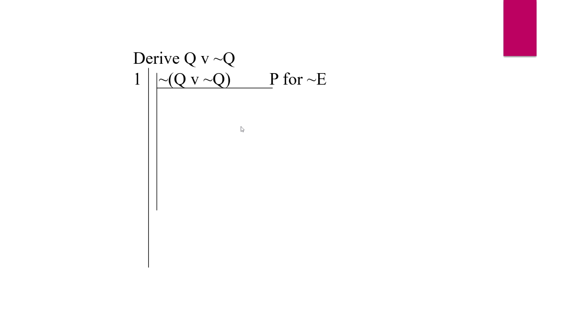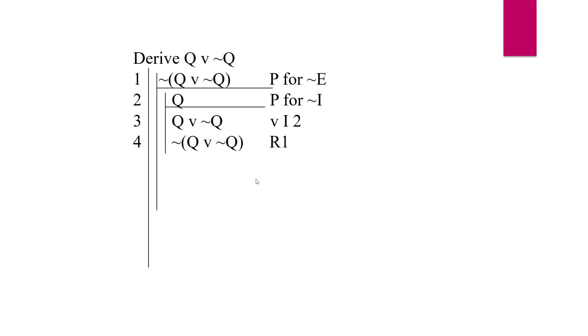This can be done a couple of ways, but what I'm going to do is assume Q for negation introduction. Now on line 3, we can get Q or not Q using disjunction introduction from Q on line 2. Now we have enough to get the contradiction. We just need to reiterate from line 1. With that contradiction, we can get it's not the case that Q on the scope line of our first subderivation by using negation introduction, citing that second subderivation from lines 2 through 4.